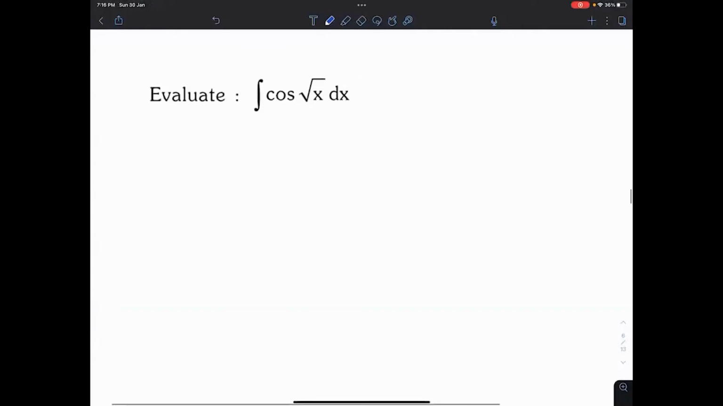Now the method which you are already familiar with is called by parts.